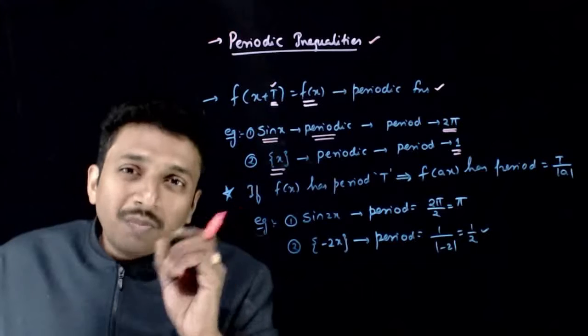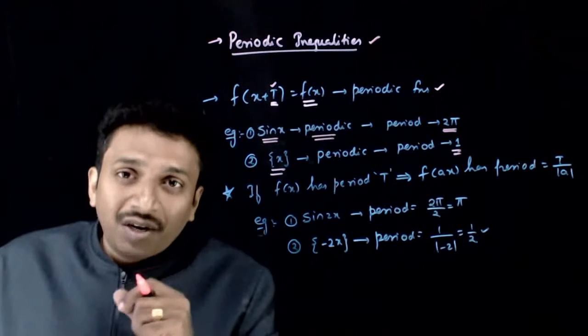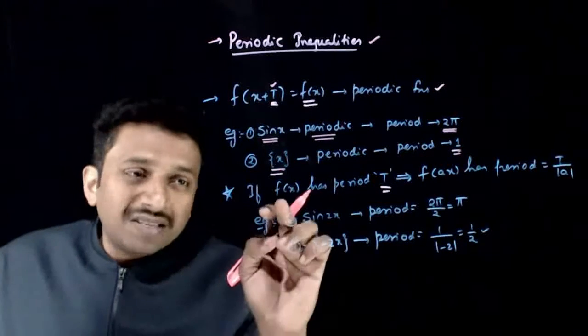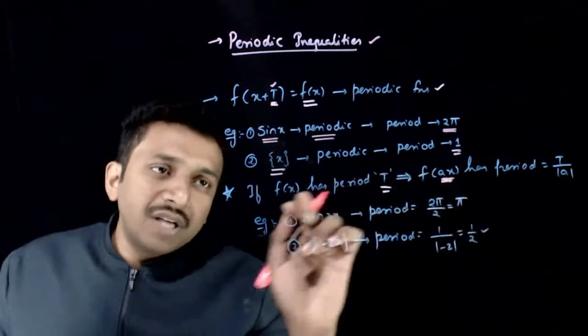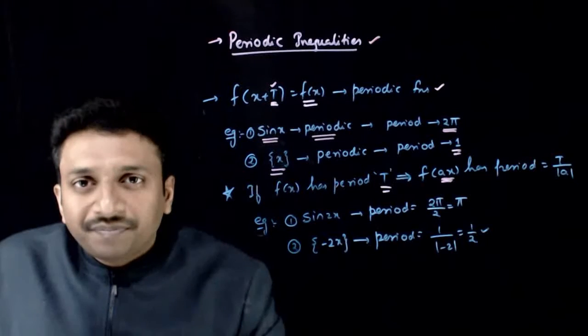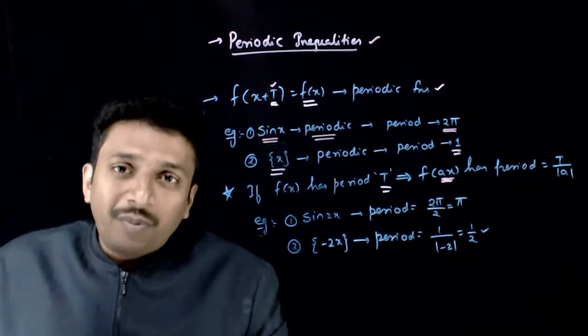And what is the most important property that you need to remember about periodicity of different functions? If a basic function f of x has a period of t, then f of ax, if you substitute x with ax, has a period of t by mod a. This is the most important property that you need to remember for periodic functions.